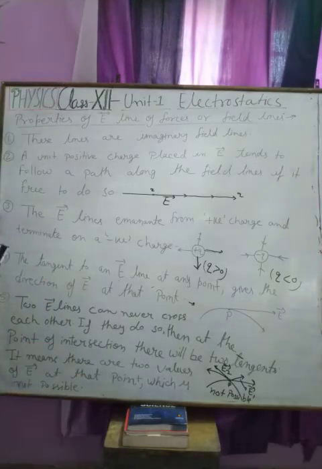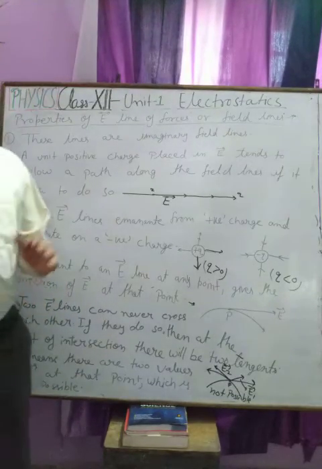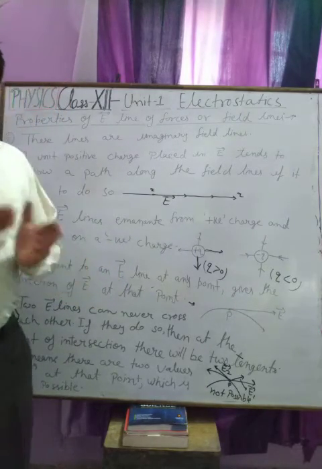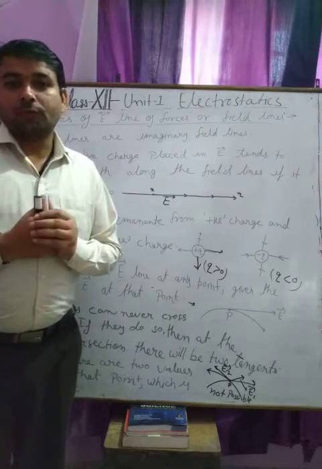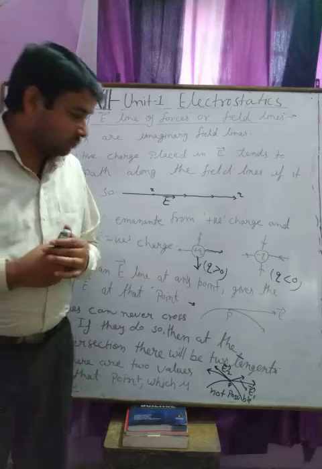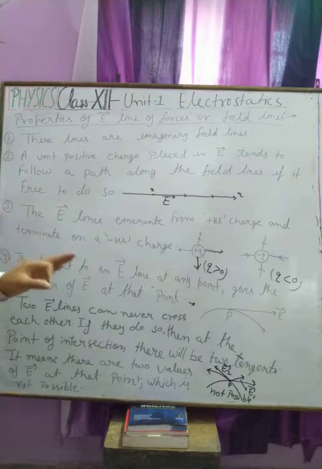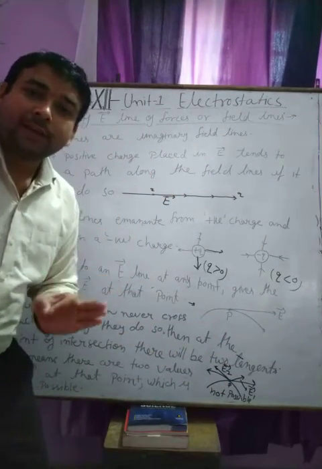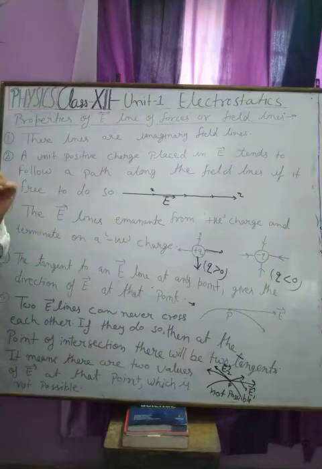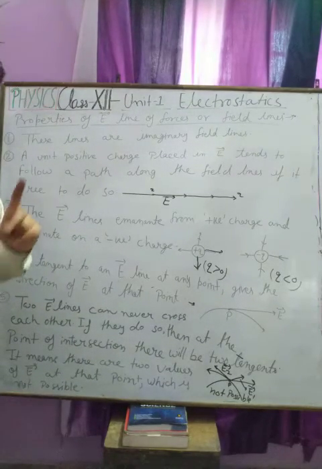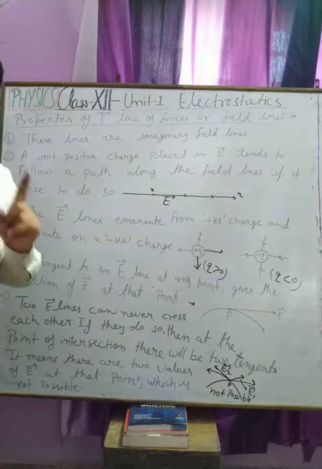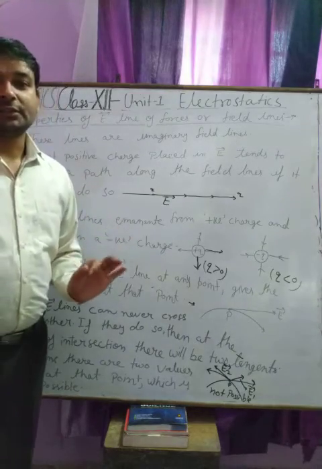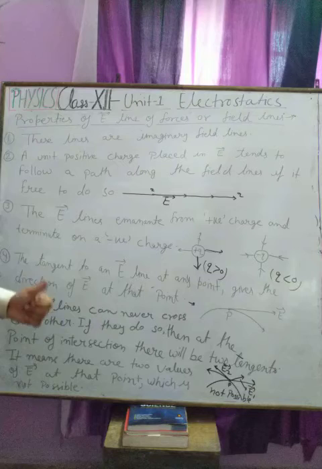This is not possible. Also student, because the electric field is a vector quantity, it is represented by the electrostatic force. So if they cross each other at the point of intersection, there are two values of forces. Because it is a vector, there is only one resultant force at any point on the field lines. So intersection is not allowed.